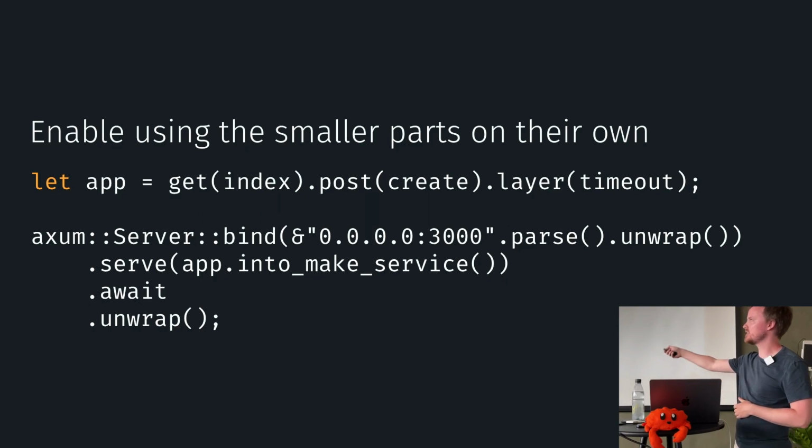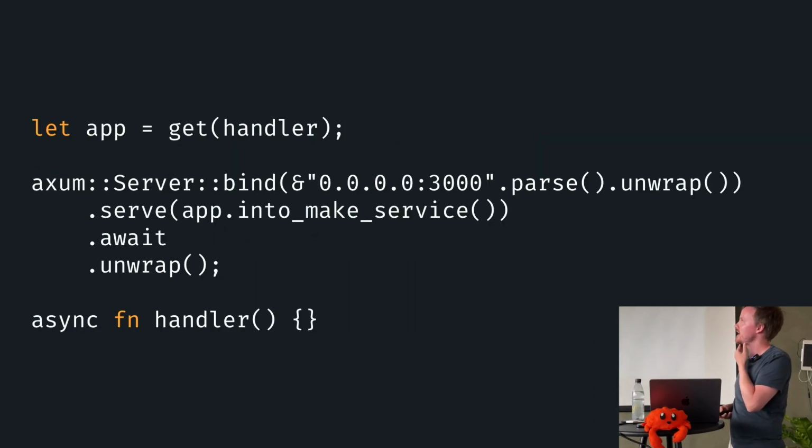And the interface is the same. So there's just an into make service method. So it doesn't really matter if it's a full router or what we call a method router. And you can even go the next step and be like, what, just get on its own? Sure, that works too. What about just handler, just a function on its own? And we're like, sure, that works too.